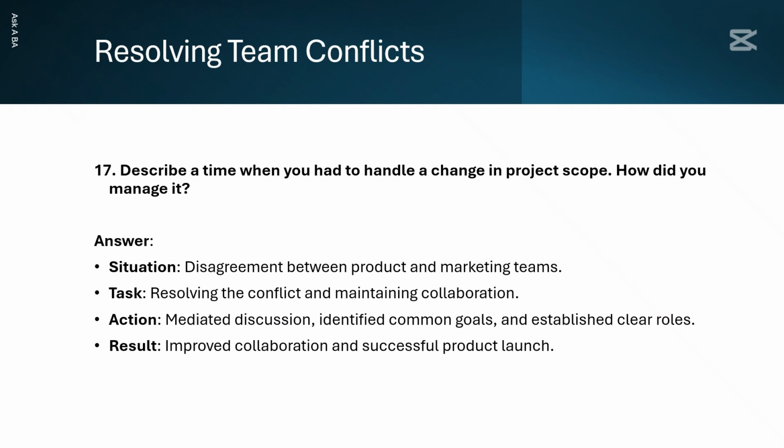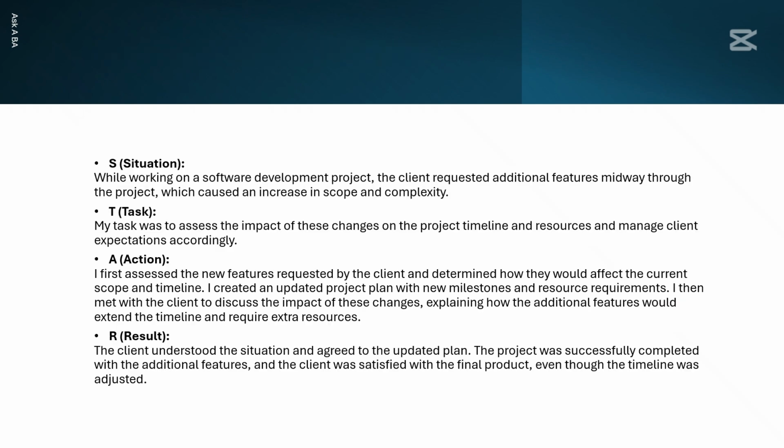This is a further question around resolving team conflicts. Can you describe a time when you had to handle a challenge in project scope? How did you manage it? The situation where this occurred was while I was working on a software development project. The client requested additional features midway through the project, which caused an increase in scope and complexity. My task was to assess the impact of these changes on the project timeline and resources, and then manage the client expectations accordingly.